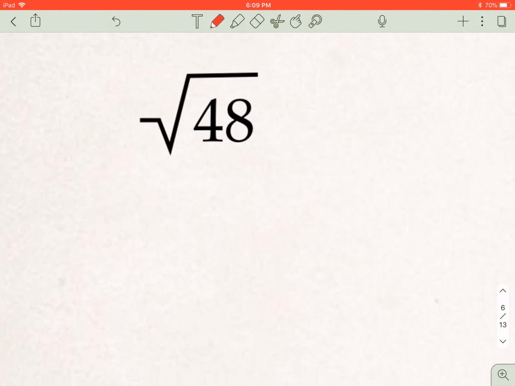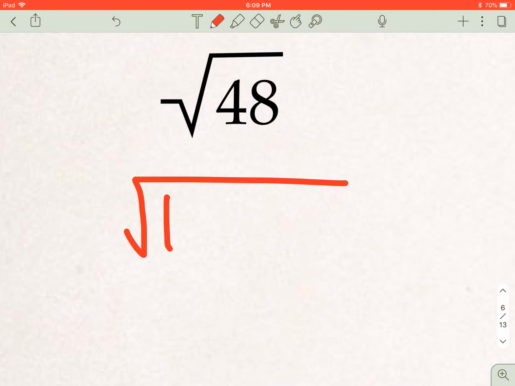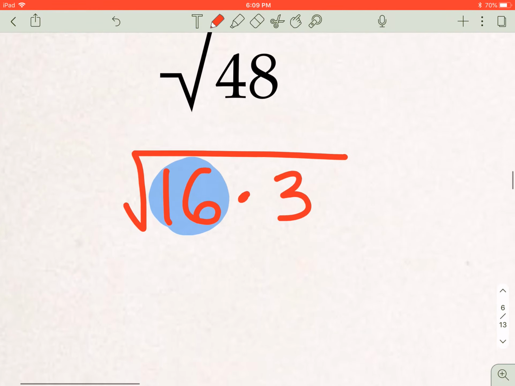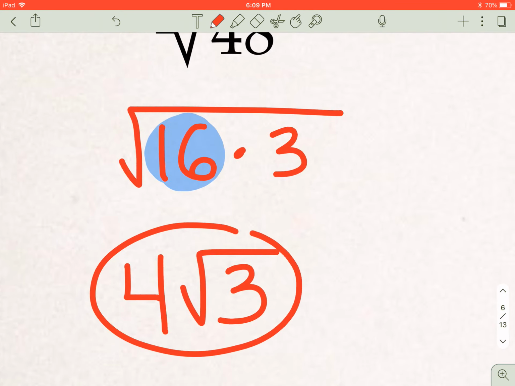So ask yourself, what numbers can you multiply to get 48, where one of those numbers is a perfect square? The first thing I think of is that's the same as 16 times 3. I can take the square root of 16. That's a perfect square, so the square root of 16 would be 4. And I'd be left with the square root of 3, so 4 square root of 3 is the correct answer.